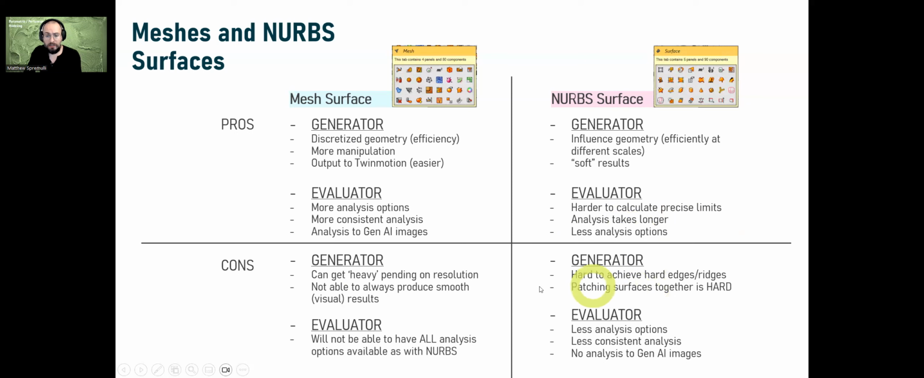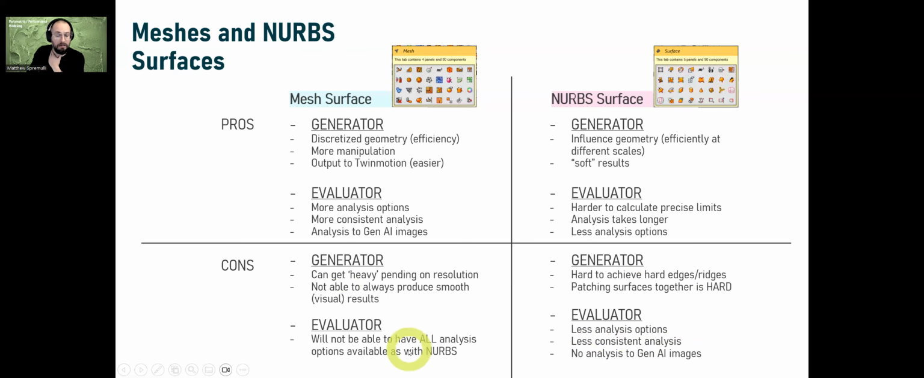On the generator side, the cons: it's hard to achieve hard edges or ridges if that's something you want. And generally speaking, patching surfaces together. So if you make a topography here and a road or something else and you want to patch them or work on them together, this is really hard, like really hard. The impact of that hardness is that on the evaluator side, you're going to get fewer analysis options, less consistent analysis, and not an easy way to generate AI images.